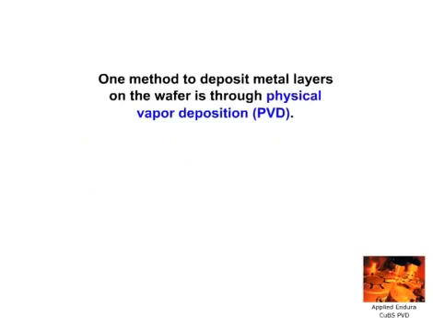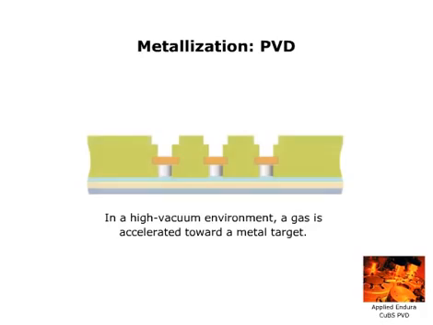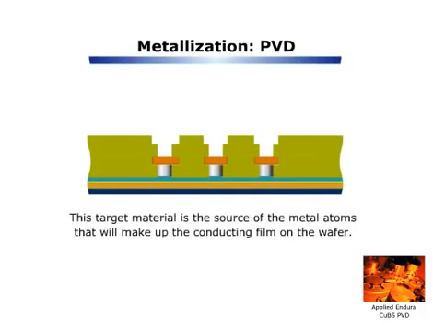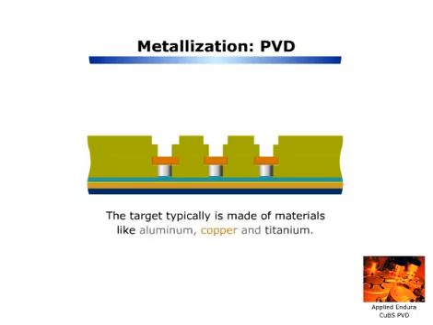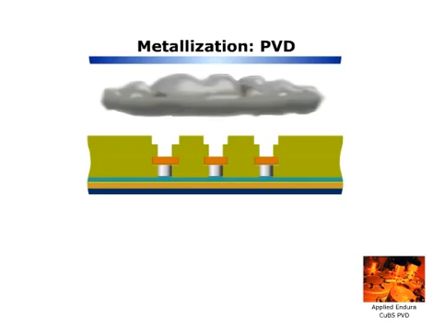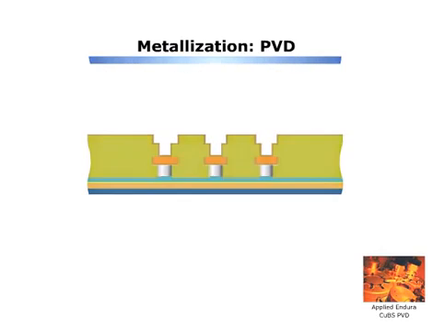One method to deposit metal on a wafer is through physical vapor deposition, or PVD. In a high vacuum environment, a gas is accelerated toward a metal target. This target material is the source of the metal atoms that will make up the conducting film on the wafer. Metals commonly used are aluminum, copper, and titanium. The accelerated gas is directed at the metal target and physically knocks off tiny amounts of the metal material, depositing a thin layer of the desired material on the wafer.